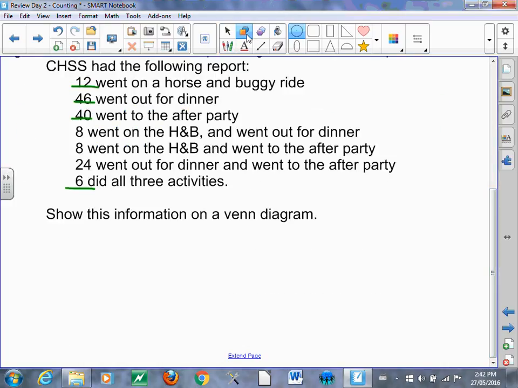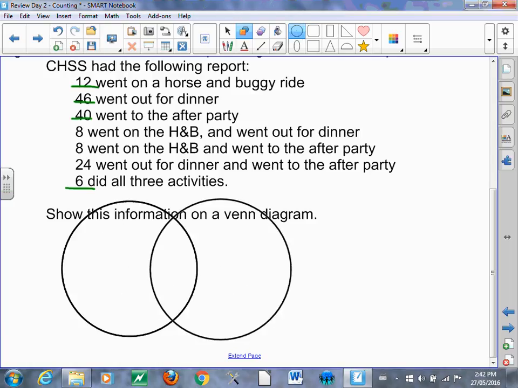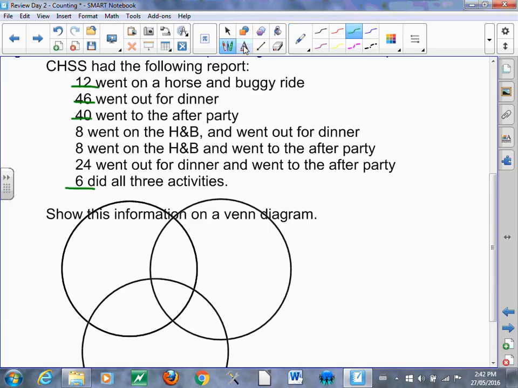Let's see if my circle maker will work nicely. All right, we'll just use that. Perfect. So we need to have 3 circles because we have 3 different categories. Let's make sure this is horse and buggy ride. Just make sure you get it set up the same. Let's go out for dinner on this one. And then the bottom one will be after party. All right, so let's take a look at doing this.